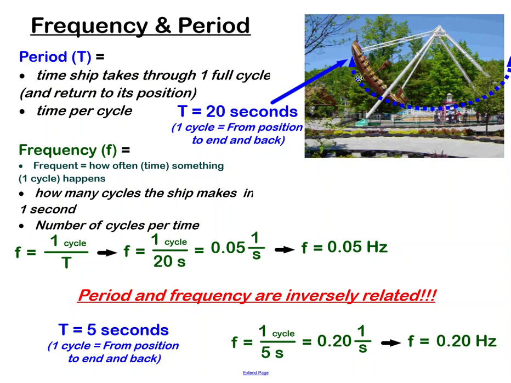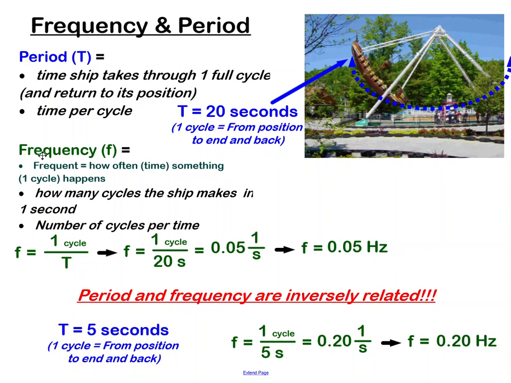So say I go to the amusement park, I get out my stopwatch and I time this, and I figure out that it takes 20 seconds to go from here all the way to the other side and then come back. So that's one cycle, or 20 seconds. So I just figured out, I timed its period. So its period is 20 seconds.